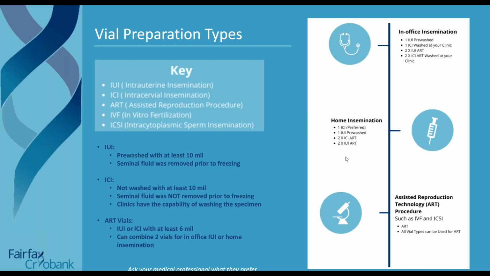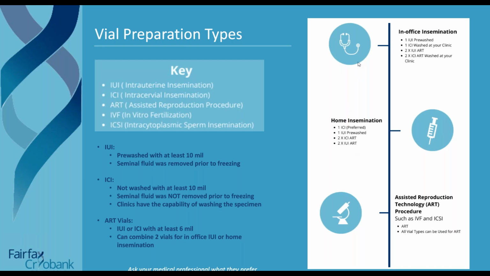All right, next we have ART vials. ART vials are either IUI or ICI and have at least 6 million motile sperm. We started making these vials for IVF and ICSI. So for IVF clinics, because they don't need or require as much sperm and can use either type, or even the IUI or ICI vials are also okay as well.